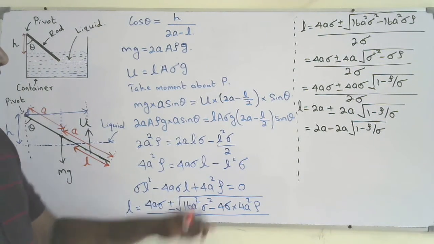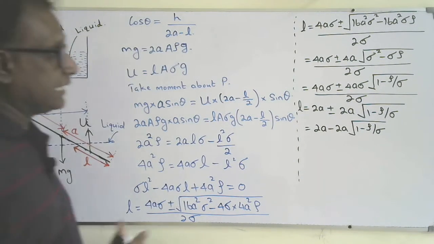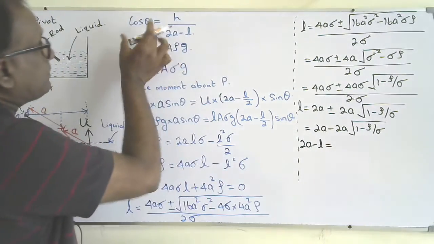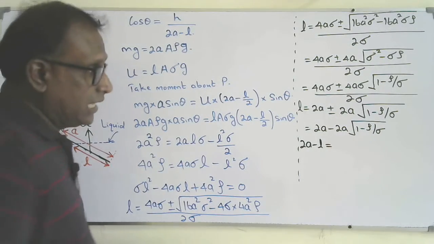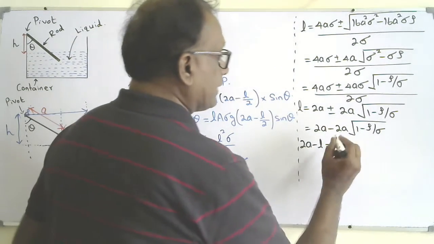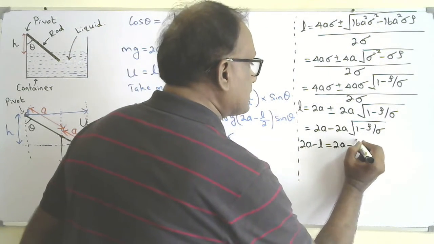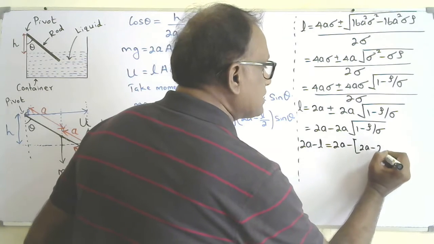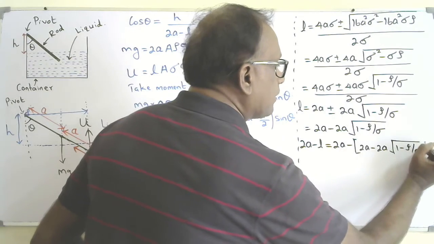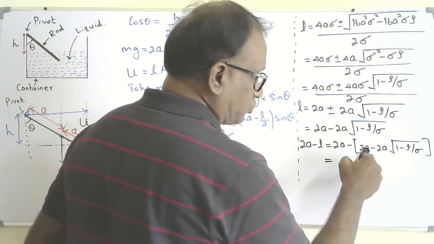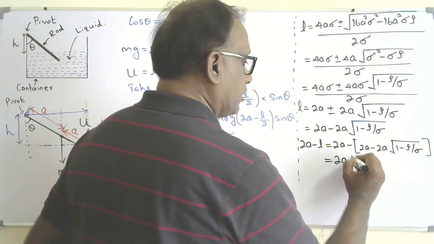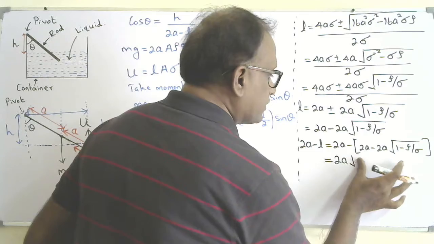Okay, so I have got it. So now I need to find 2a minus L. Then only I can substitute in this equation to find the cos theta. How much is 2a minus L? L I know that. So 2a minus this quantity: 2a minus 2a square root of 1 minus rho over sigma. So 2a will get cancelled, minus into minus becomes plus, and it will become 2a square root of 1 minus rho over sigma.